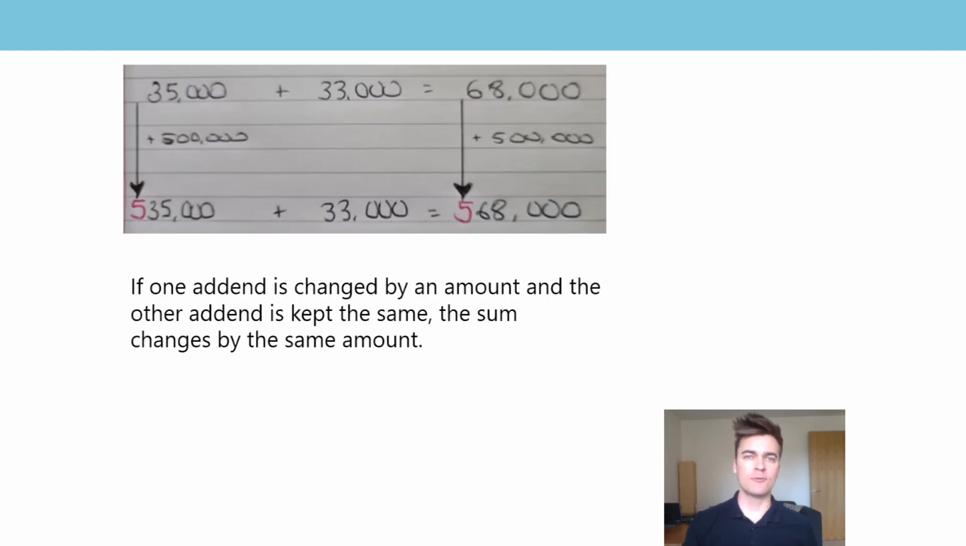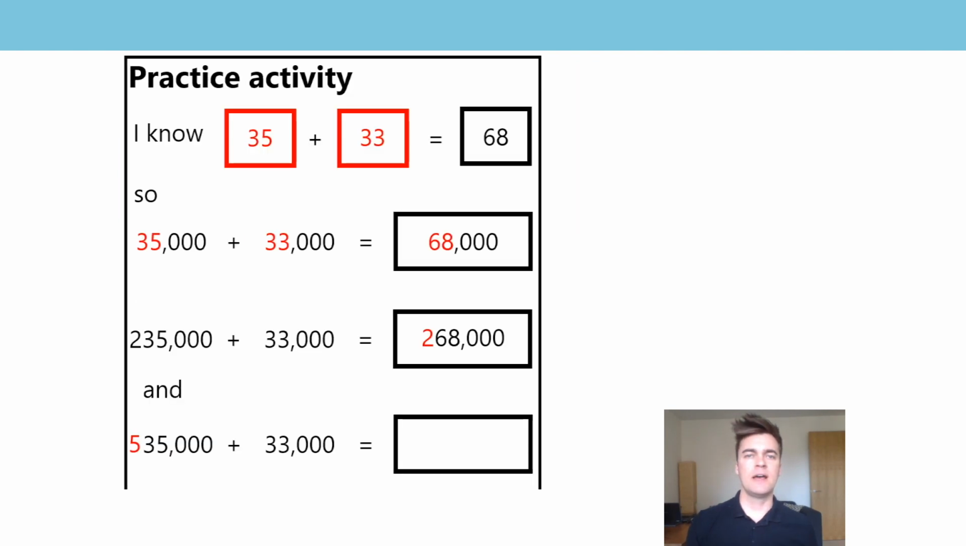Have we all shown an increase to one of the addends, kept one the same, and increased the sum by the same amounts? Now perhaps you noticed the increase from the addend 235,000. What is the increase from that addend to 535,000? 300,000. Then looking at the sum 268,000, maybe you've increased that by 300,000 to find the missing sum. Either approach will work as long as you apply the same increase to both the addend and the sum.